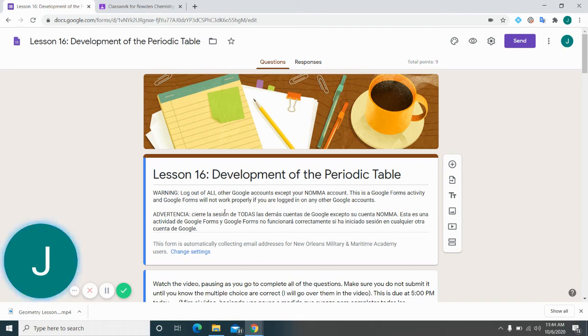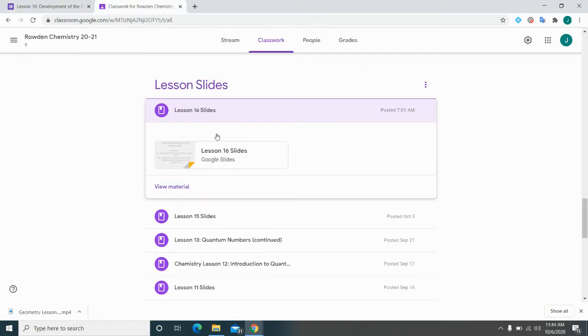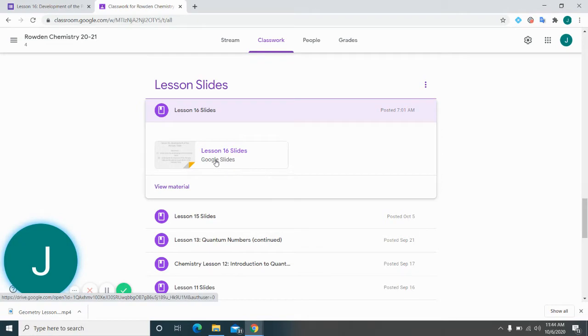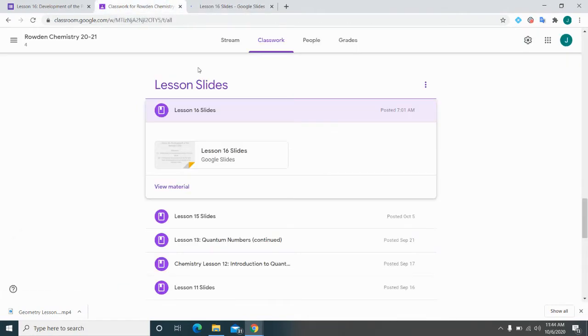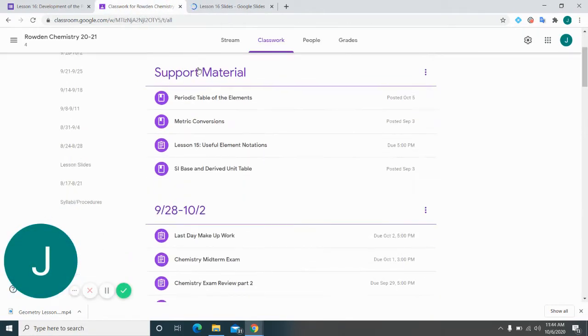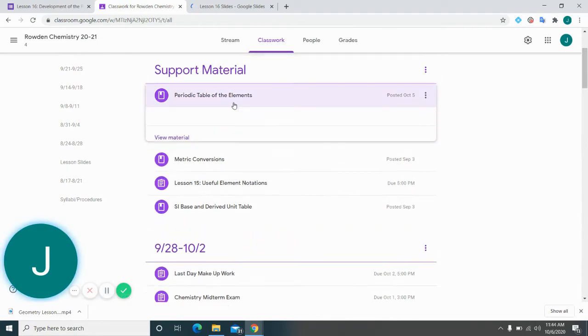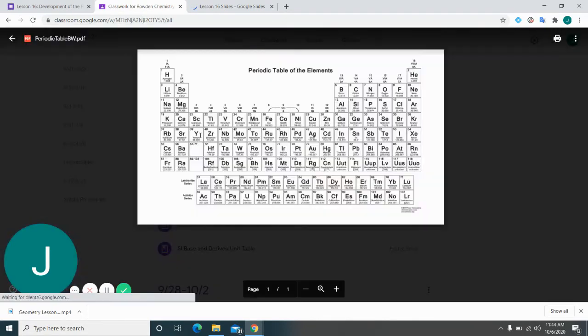All right, we're going to look at lesson 16. For this lesson, you will want to open the slides here in Google Classroom. And pretty much for the rest of the year, we're going to be looking at the periodic table, so have this open as well.